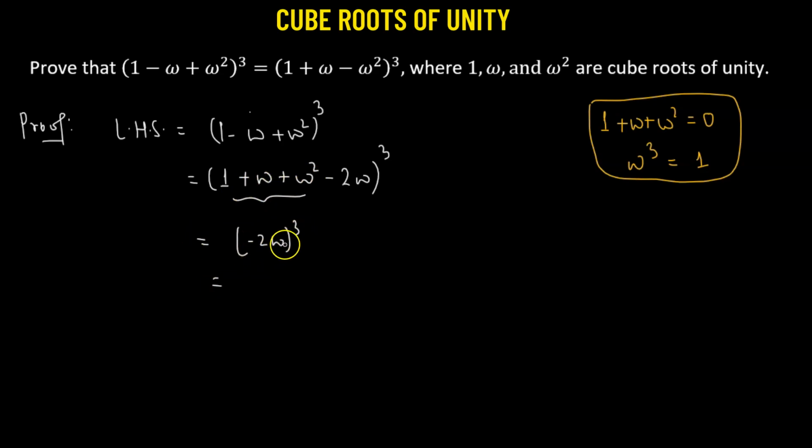Now, (−2ω)³ is −8ω³, and ω³, which is the product of the roots, is equal to 1. So our left hand side is giving us the value −8. Now let's begin with the right hand side.